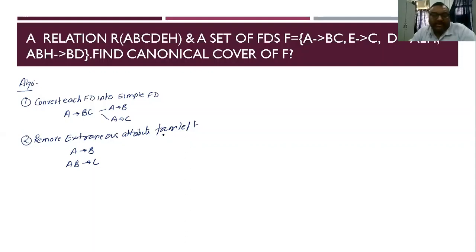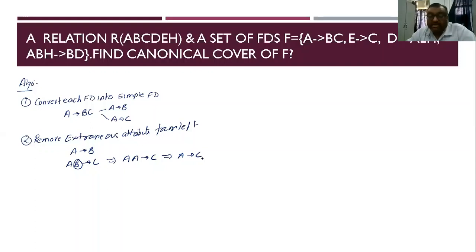In the second FD, A determines B, AB determines C. In this FD, in the place of this B, you can write A because A determines B is there. So you can write AA determines C, which is also A determines C. Here only two FDs are there, so simply we can say, in the place of B, we can write A, so I can write A determines C.